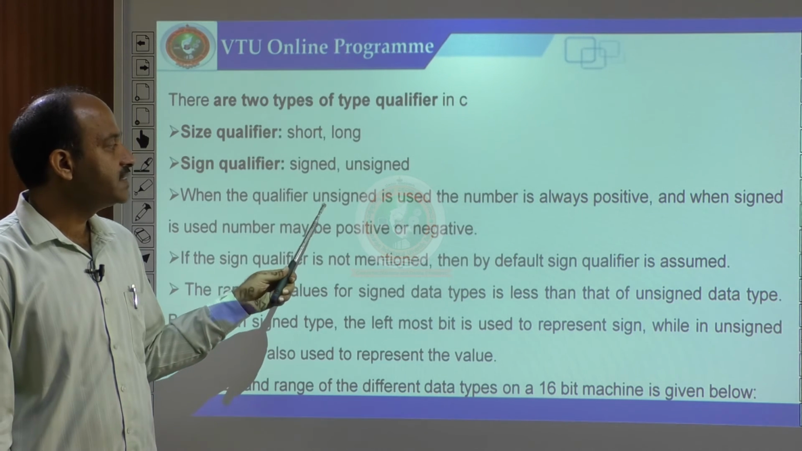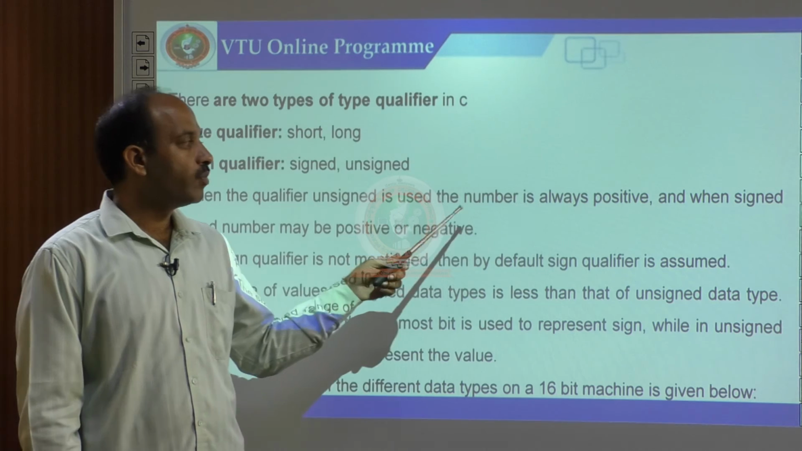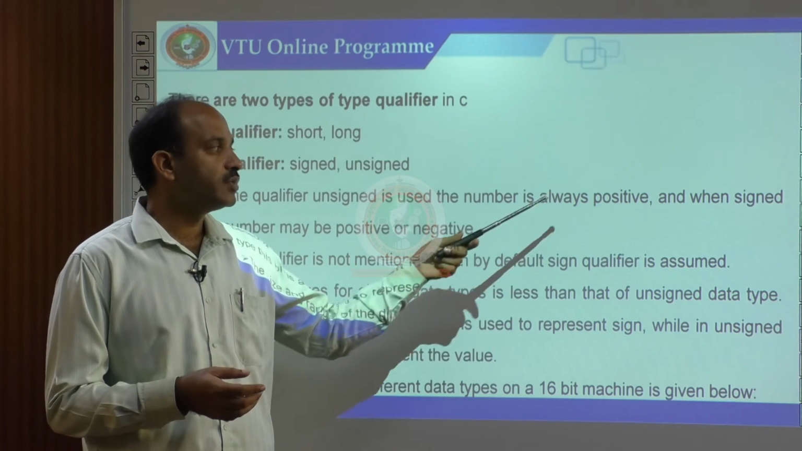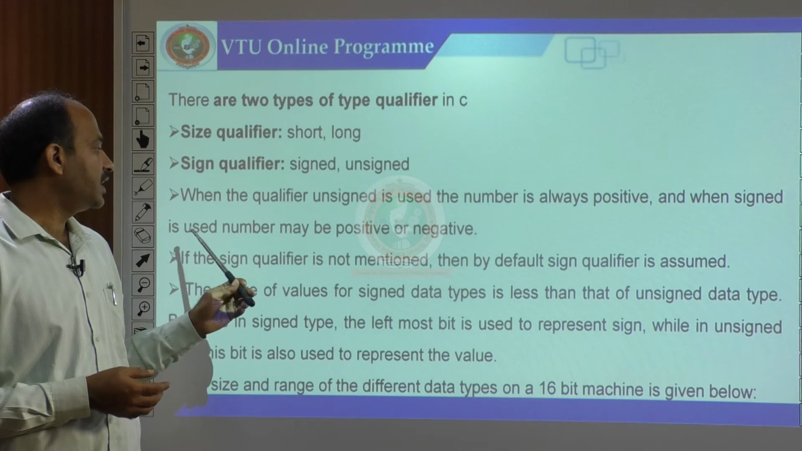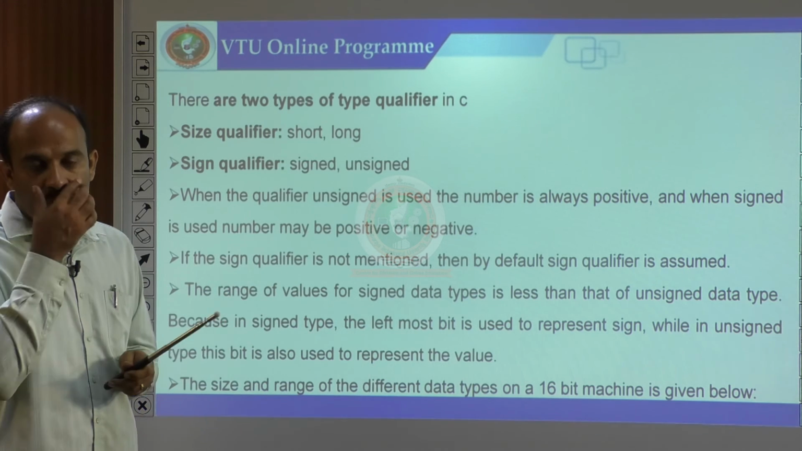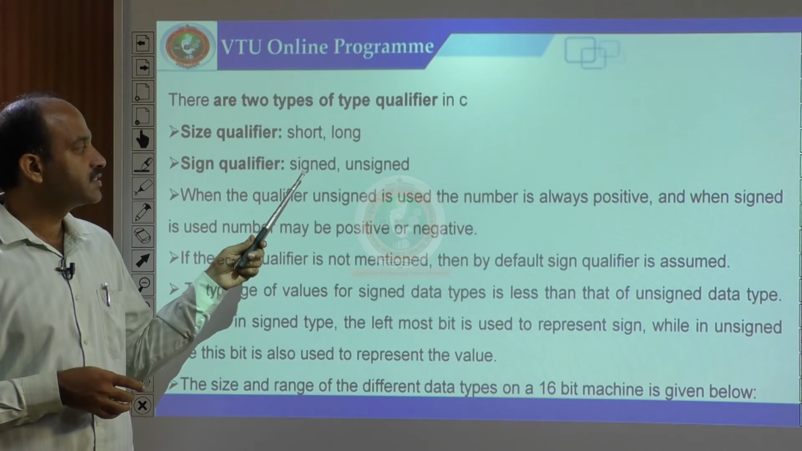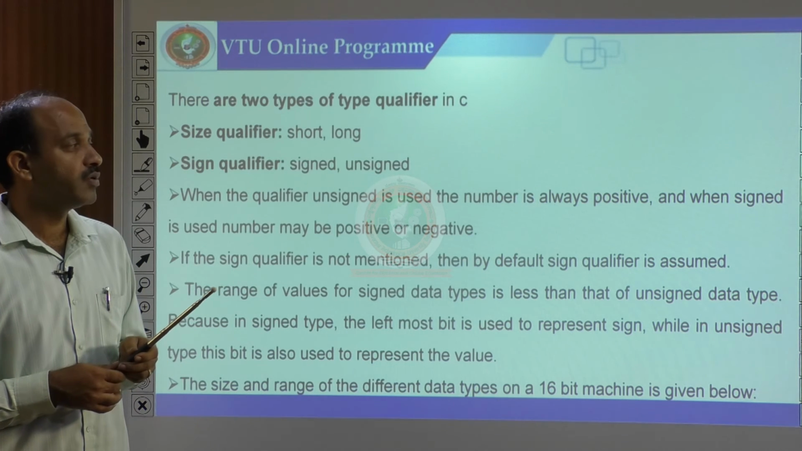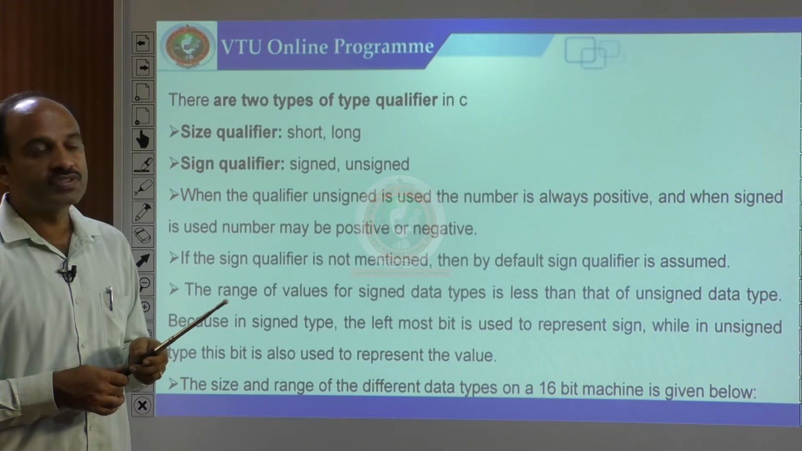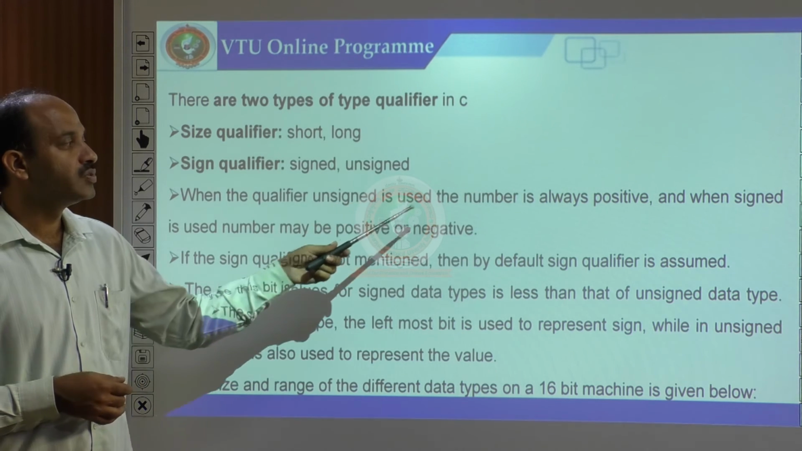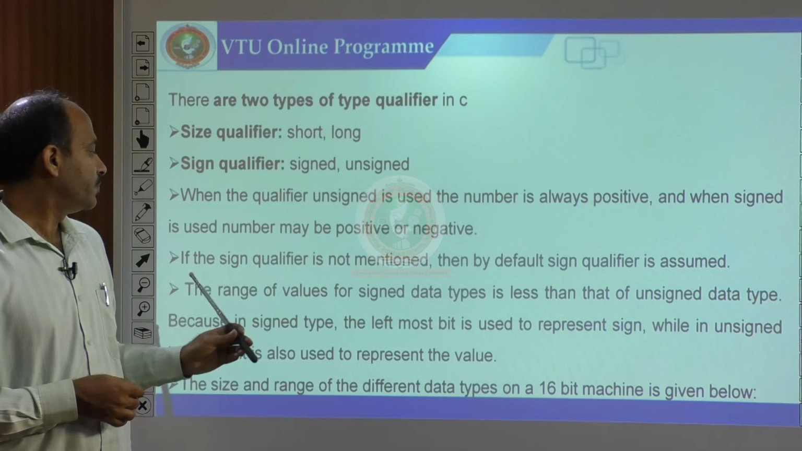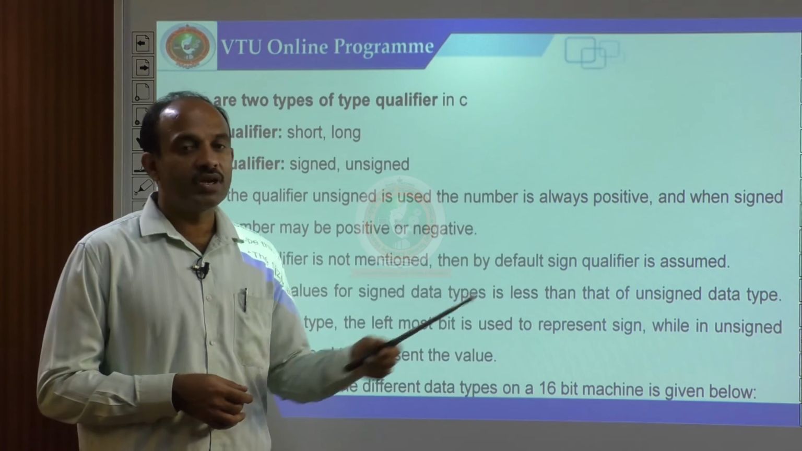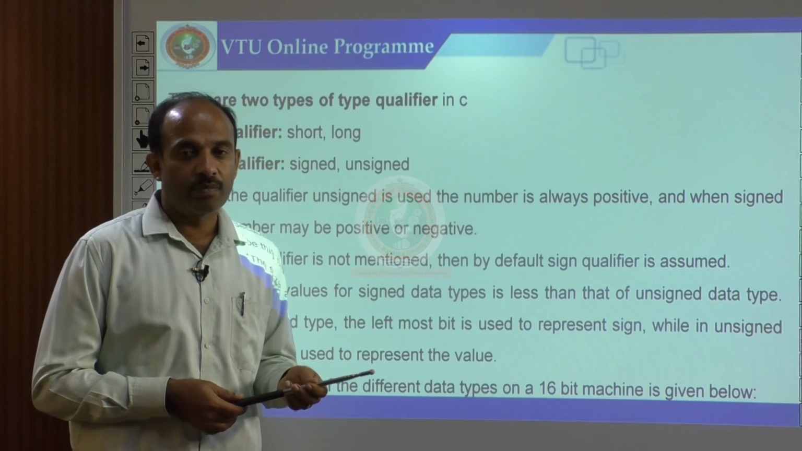When the qualifier is unsigned, the number is always positive. If there is no sign mentioned, then by default it is assumed to be positive. Whenever signed is used, the number may be positive or negative. If you declare a signed qualifier, you specify whether it may be positive or negative. Unsigned means the number is always positive.